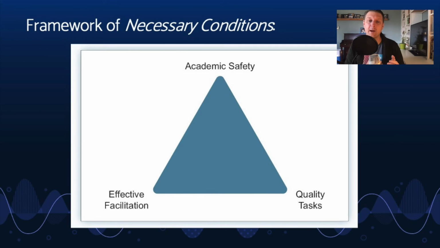The last takeaway I'd like to leave you with is a return to our triangle. Math experiences consist of the following elements: academic safety, effective facilitation, and quality tasks. These three are the three things we want to make sure we're attending to. And with every art task, every math task, we want to make sure we're sufficiently adhering to all three.